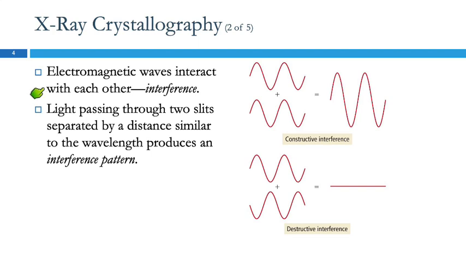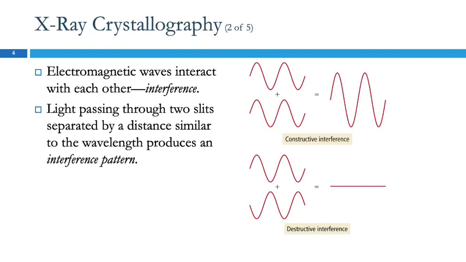So, a quick review about electromagnetic waves. They can interfere with each other. We can have constructive interference where the wave gets bigger, and destructive interference where these essentially cancel each other out. We talked about this when we talked about X-ray diffraction, electron diffraction and light diffraction, the guy with the box on the beach, right? So light passing through two slits, separated by a distance similar to the wavelength, gives us that interference pattern.